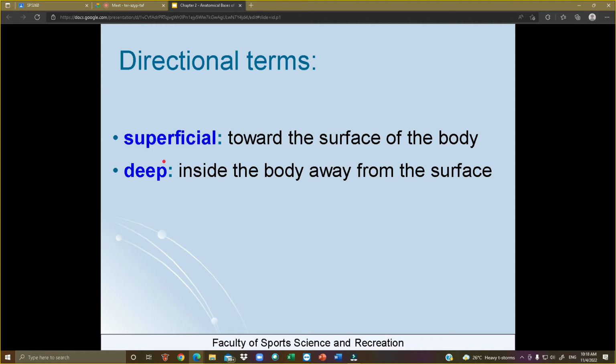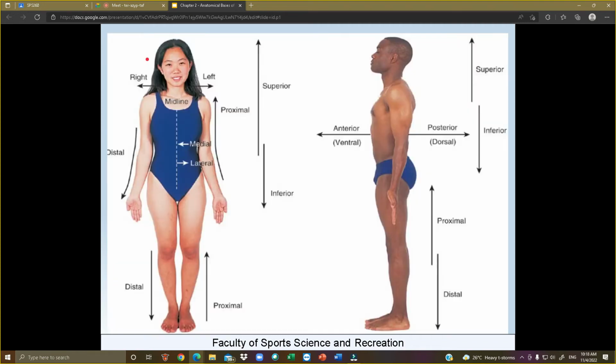Tu superficial and deep. If we compare our skin and our bones, which one is superficial, which one is deep? Bone is deep. Skin is superficial. Tu guna dia directional term. So all of that is known as directional term, meaning the terms that we use to point direction.